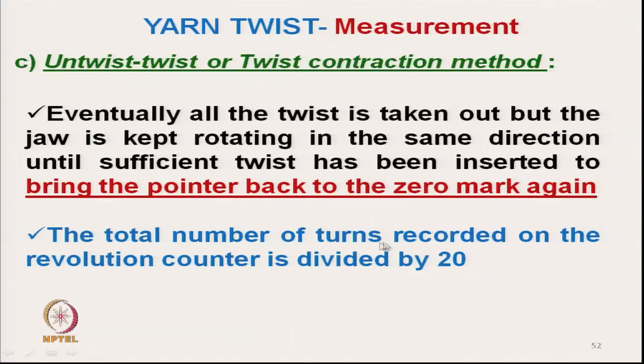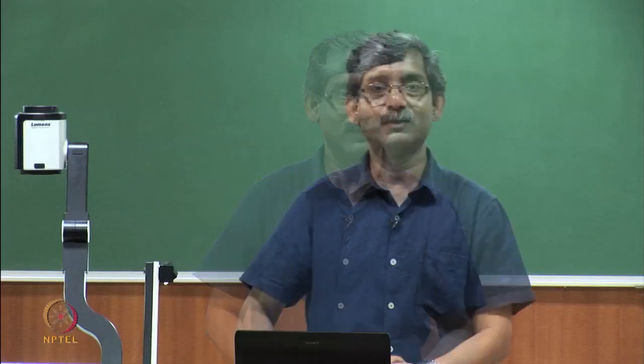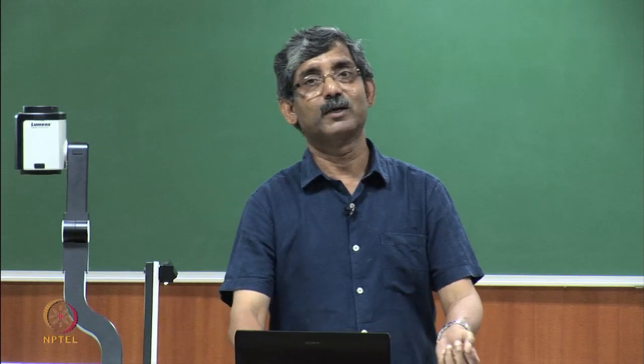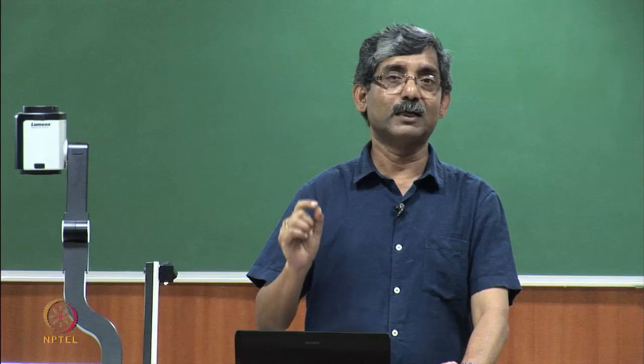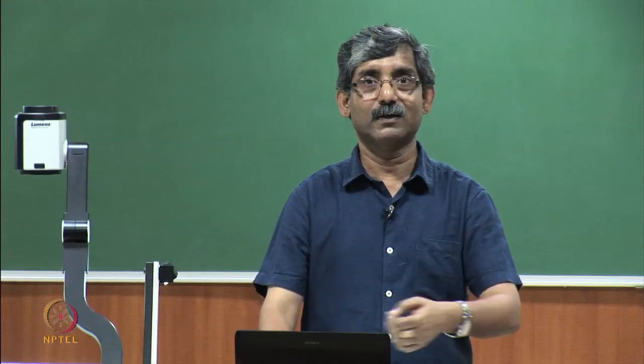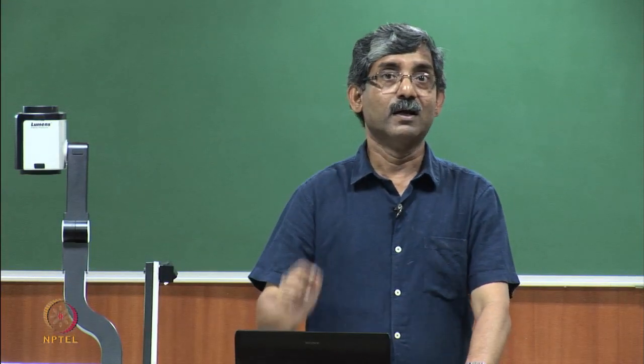the total number of turns recorded in bringing it to the zero mark, if we divide it by 20, we will directly get twist per inch. That is because we have to divide by 2 times that length, it is 2 multiplied by 10, because it is rotated 2 times.